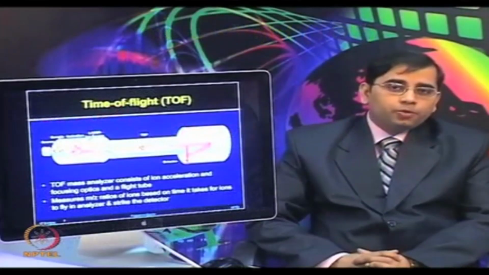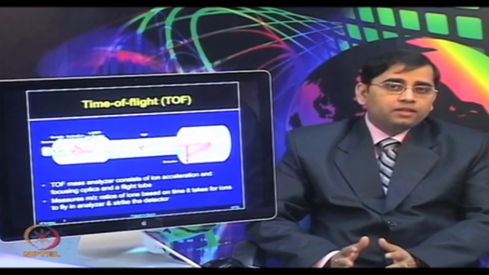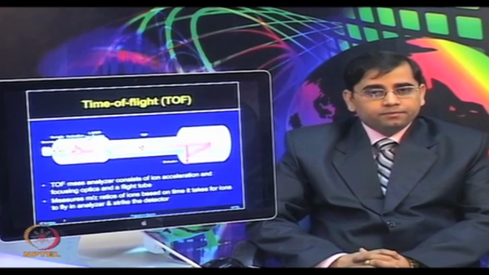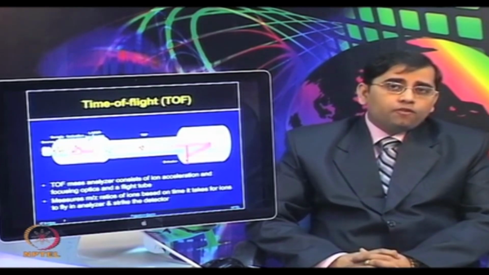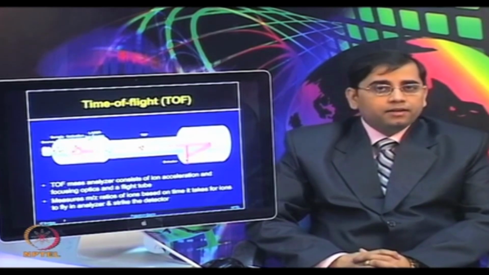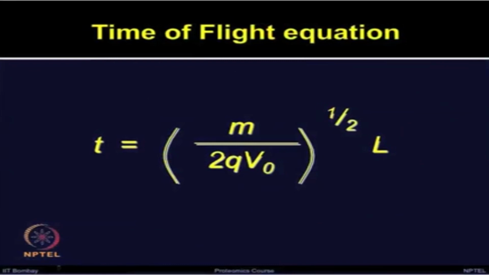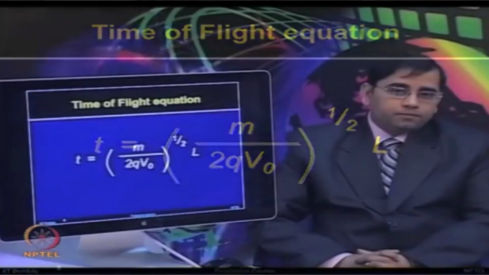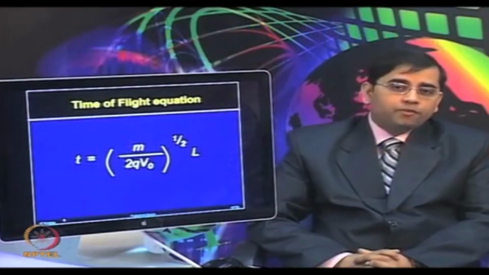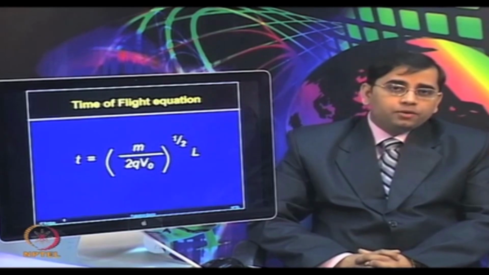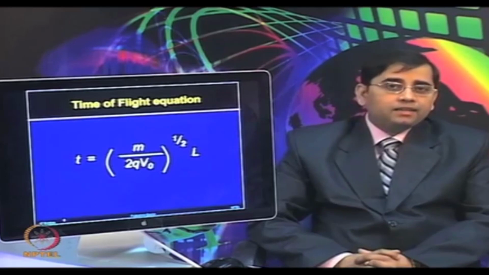Now, the mass is exponentially proportional to the flight time, that is, how much time it takes to travel in the time of flight tube. So, ions of lower masses are accelerated to higher velocities. Time of flight analyzers often outperform scanning mass analyzers in sensitivity and scan speed. The time of flight of a charged ion can be calculated by using the equation shown in the slide. The flight time is directly proportional to the square root of the mass of the ion. In this equation, T represents the time of flight, m is the mass of the ion, q is the charge on the ion, V0 is the accelerating potential, and L is the length of the flight tube.